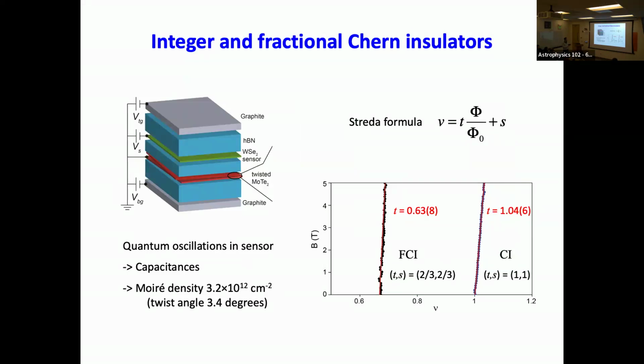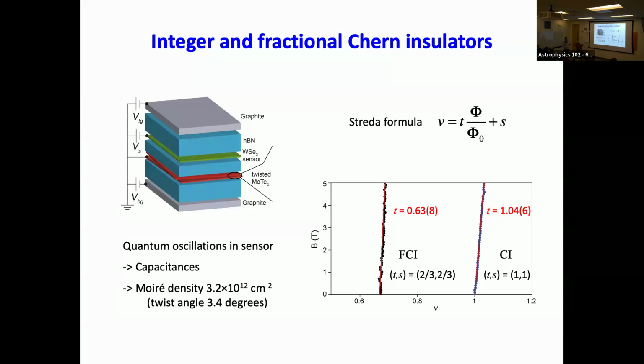The nice thing with the sensor here is that we can build the sensor to look at quantum oscillations, and that can help us to determine the capacitance of each of these gates very precisely. And then we can determine the moiré density and the twist angle of the sample very precisely, so that we can really use the Streda formula to determine quantum numbers T and S.